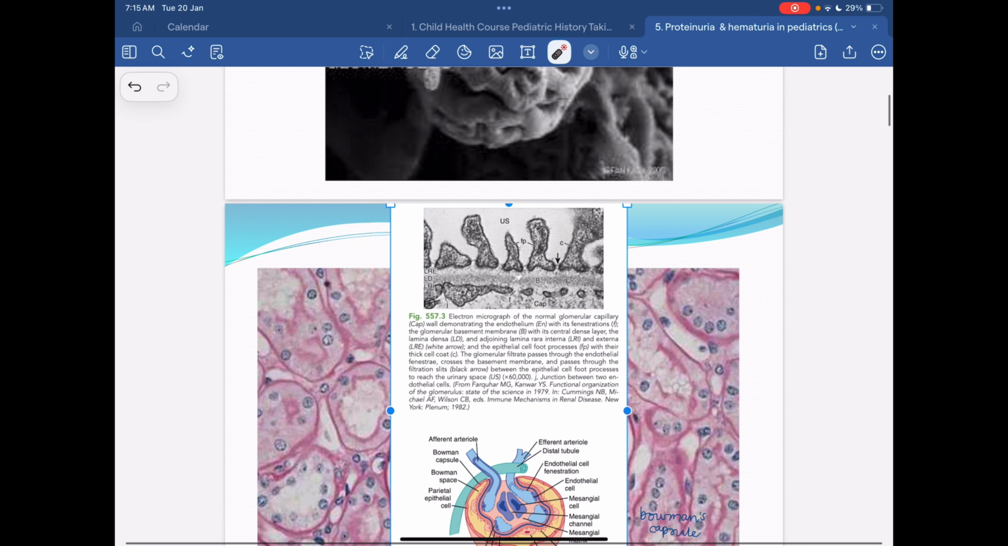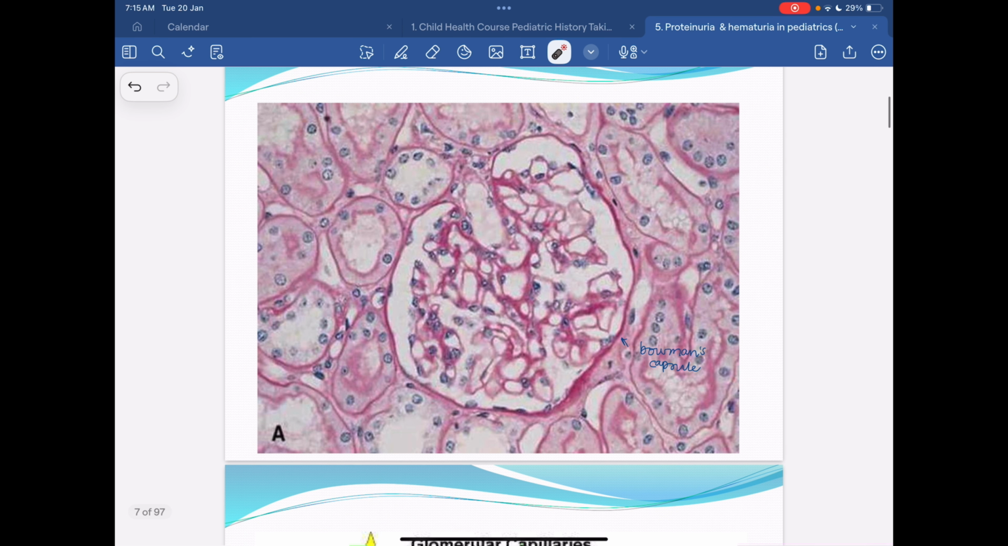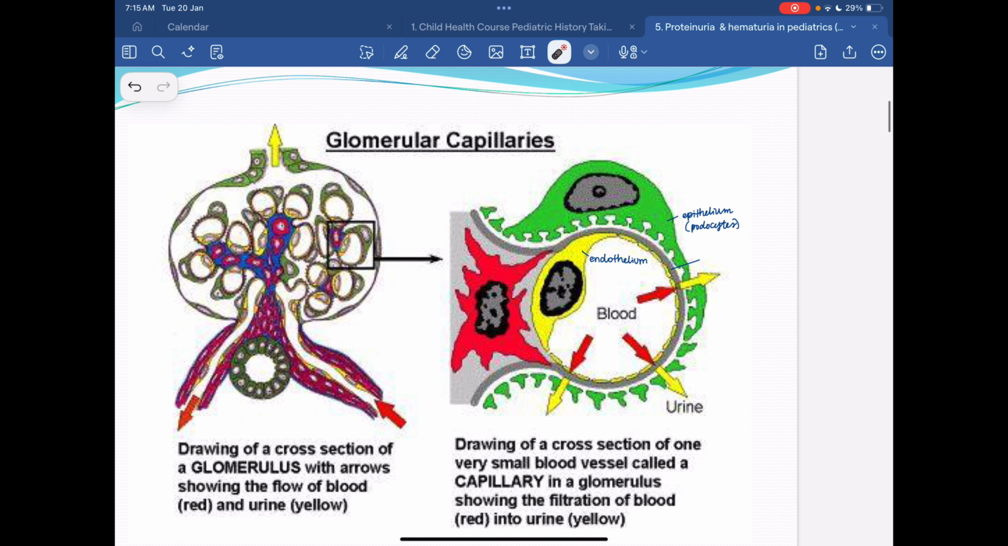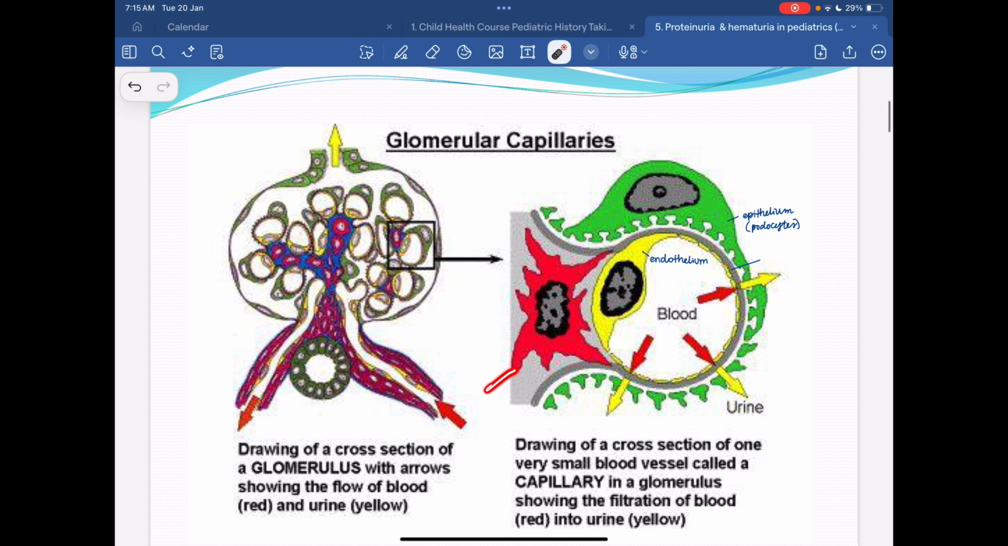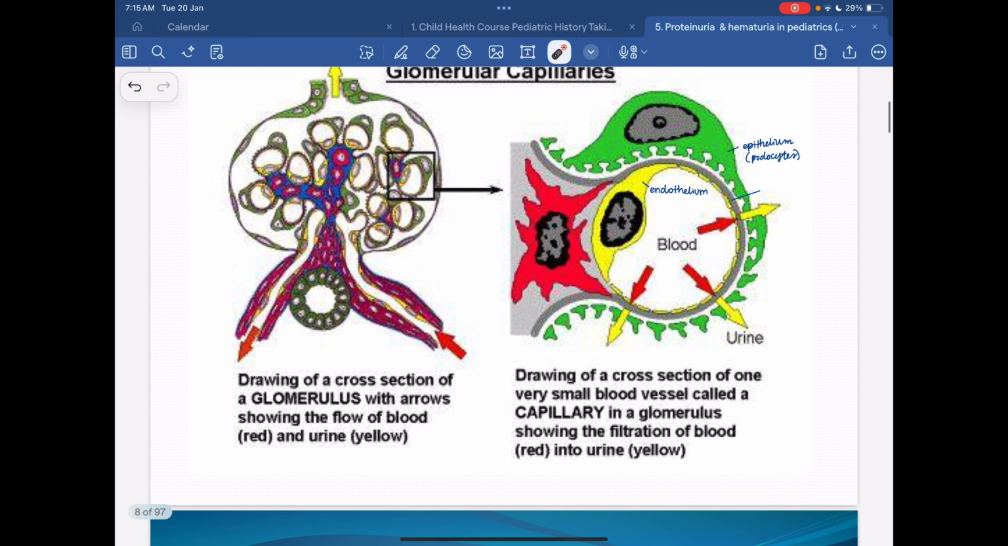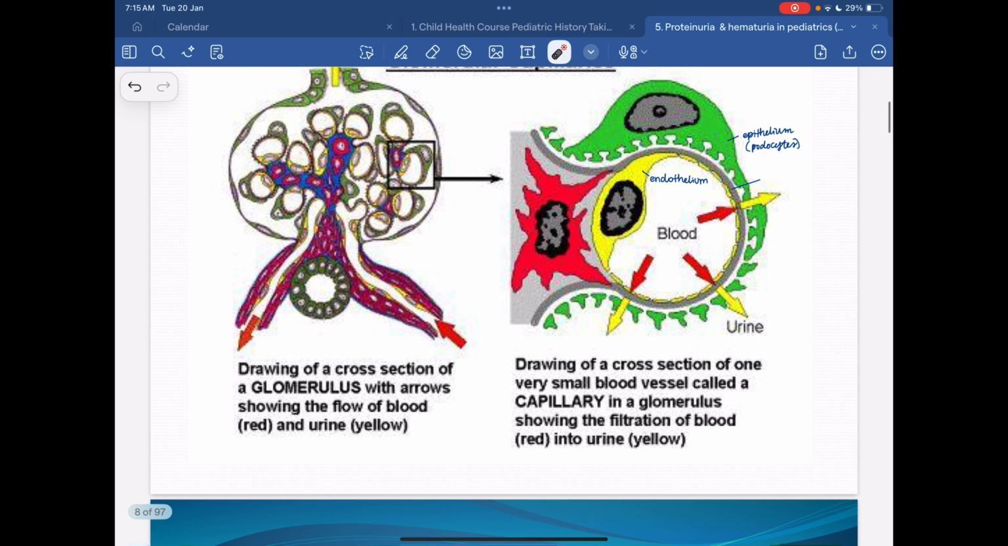طيب, let's delete this شوية. Okay. هذا قلت عن السيلز. هنا عندنا شيء اسمه الانترستيشم, which has the mesangial cells. Okay. So البلاد بيطلع من الكابيلاريز هذه من الجلوميرولس وبيصير عندنا urine.